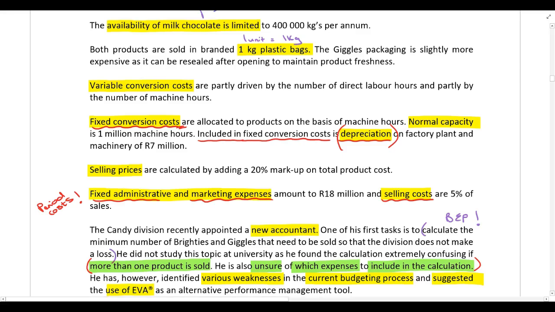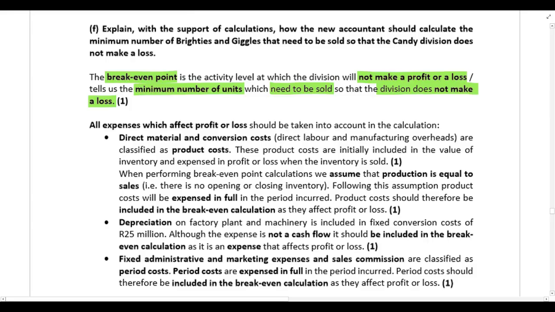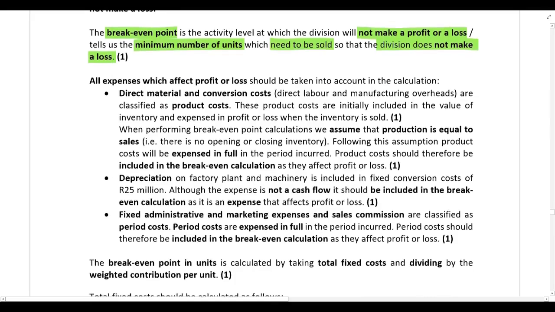So guys, just be careful here, please. This is another common mistake made by students, where they only include product costs in the break-even calculation, and they exclude period costs. Please don't make that mistake. Both product costs and period costs affect profit or loss, and therefore both should be taken into account in the break-even calculation. All right, so let's have a look at these on the suggested solution quickly.